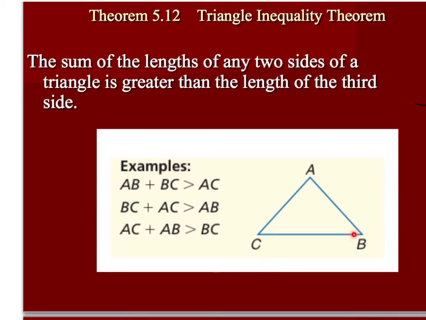If I take AB and I add it to BC, that sum is greater than this distance here at AC. If I take BC and add it to AC, then that's greater than this distance here. And finally, AC and AB is going to be greater than BC.